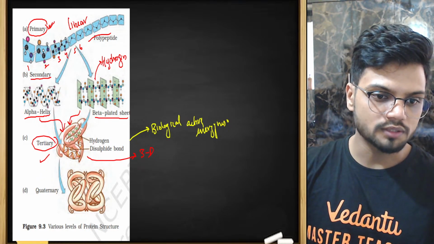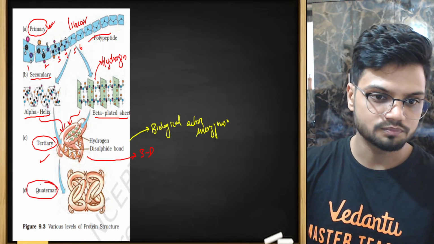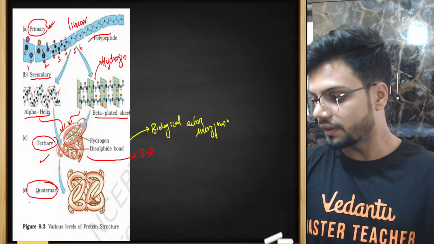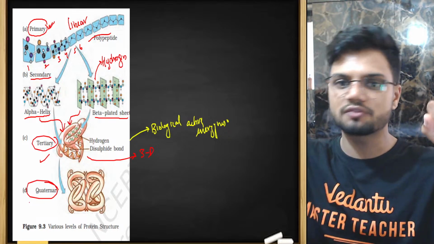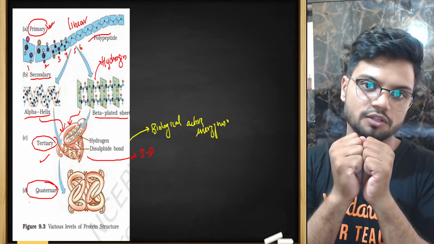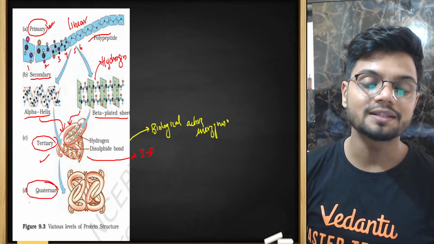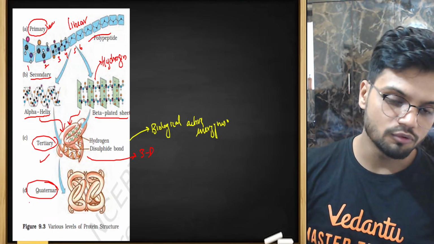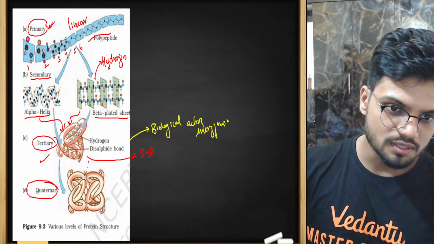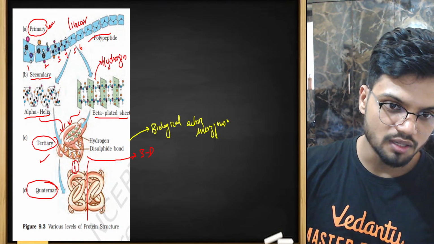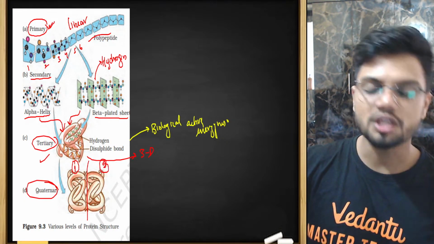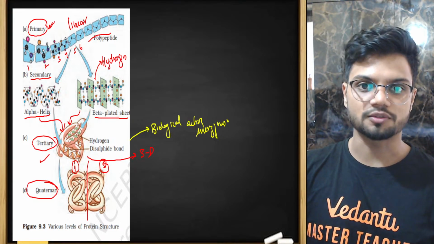Now, what is quaternary structure then? Very simple again. You take one tertiary from here, take one tertiary from here, and join the two. When you join multiple tertiary structures, we end up getting the quaternary structure. For example, if you look at this diagram right here, this is one chain, this is a second chain. Two chains are joined together.